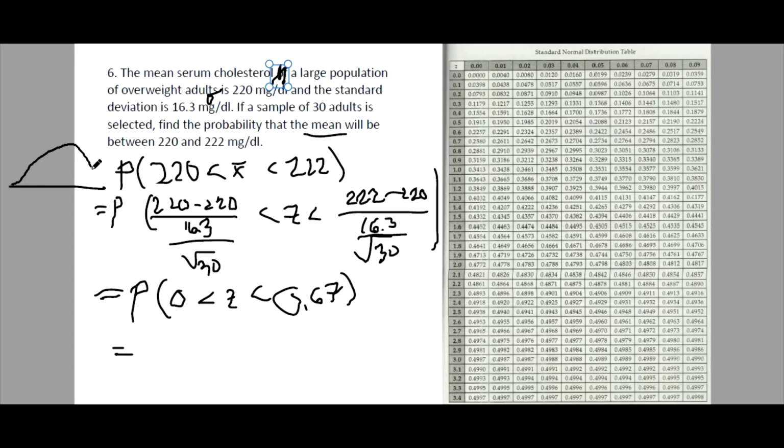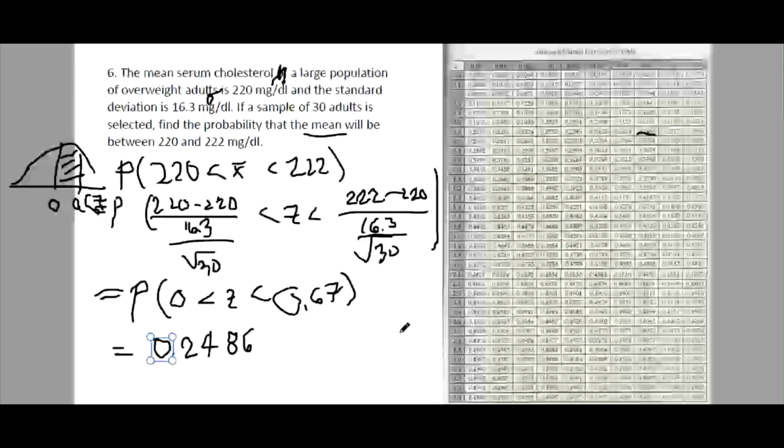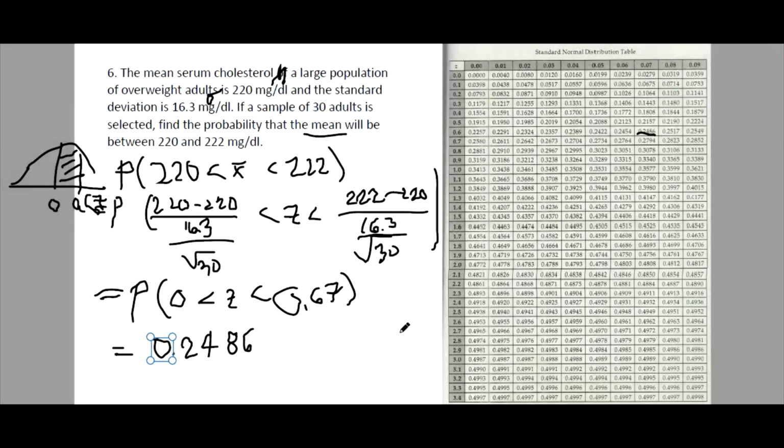So if we draw this one, this is just from 0, from our mean, to 0.67. So meaning we can just go directly to our table. So 0.67, because this 0 is just 0, gives 0.2486. So the probability that the mean will be between 220 and 222 is 0.2486.